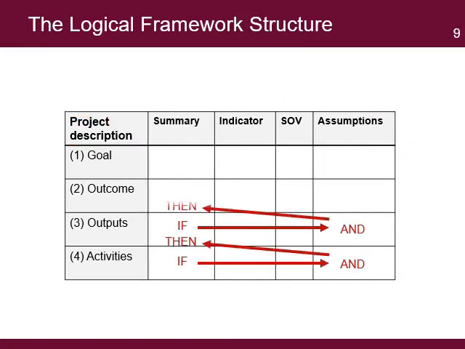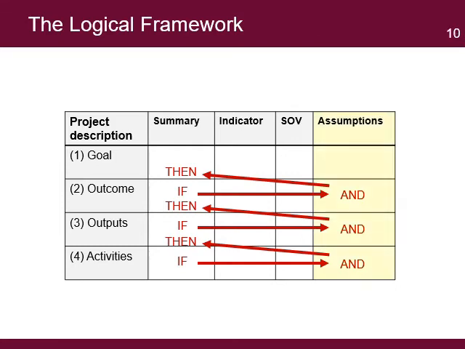At the core of the logical framework is the temporal logic model that runs through the matrix. This takes the form of a series of connected propositions. If the activities are implemented and these assumptions hold, then these outputs will be delivered. If the outputs are delivered and these assumptions hold, then the outcomes will be achieved. And finally, if the outcome is achieved and the assumptions hold, then the goal will be achieved. This is the hierarchy of hypotheses.